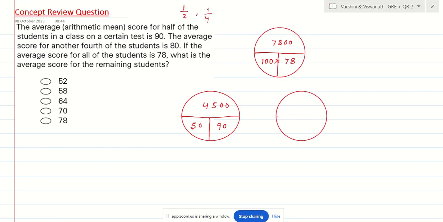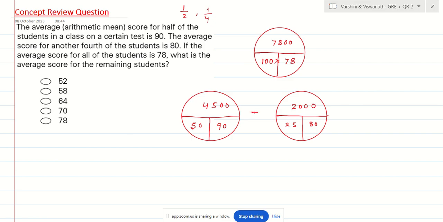Now again, I can make one more. Look at the information given in the question. 1/4, no? 1/4 means what? 25. How much is given? 80. How much will be here? This is 2,000. Correct, no?